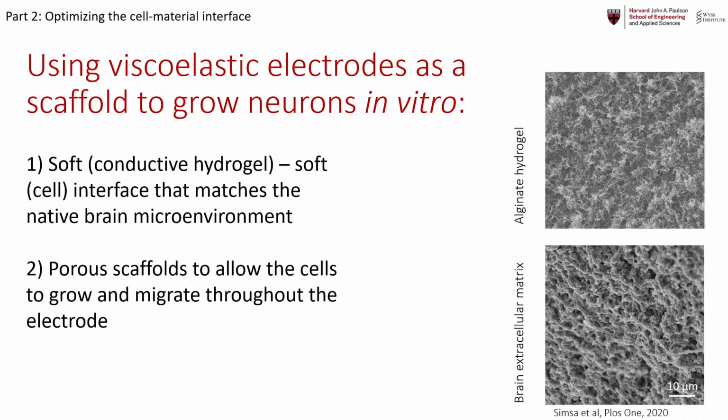So this transitions to the second part where we really wanted to investigate how we can use these scaffolds to grow different types of cells. If you put alginate under SEM now, you can see that it really matches the structure of extracellular matrix that is normally found in the brain. It has a similar porosity, and it would allow cells to migrate and remodel.